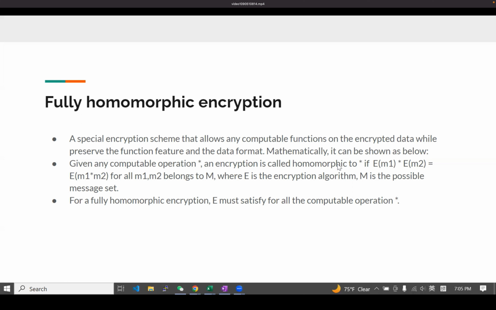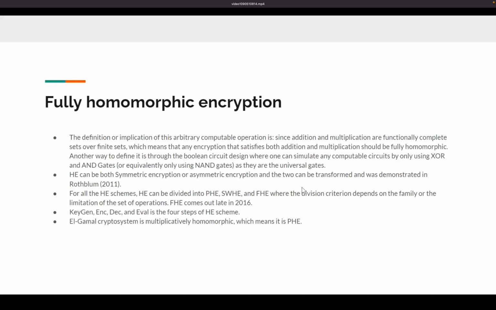For fully homomorphic encryption, it must satisfy all the computable operations star. The implication of this arbitrary computable operation is that, since addition and multiplication are functionally complete sets over the finite sets, any encryption that satisfies both addition and multiplication should be fully homomorphic.